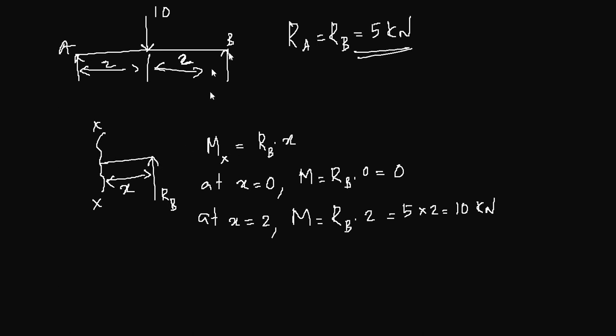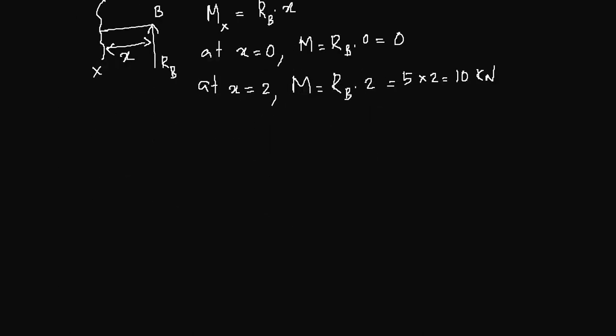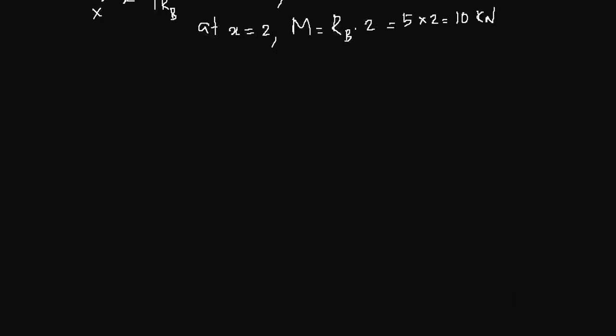Once again, always make sure once you decide you're taking moment, you're starting from point B, and keep B as your starting point all the time. Now moving on to the next section between two force points. You can draw another line here. You have RB, the force of 10 kilonewton acting at 2 meters from RB, and your next section x here.